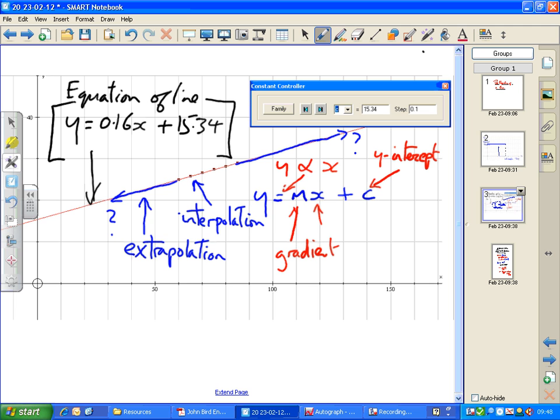So we come up with a formula to describe our data, which we can then use to find unknown volumes and unknown temperatures in this example. But we just have to be careful that we don't go too far outside our range, because we're making an assumption about the function if we do that.